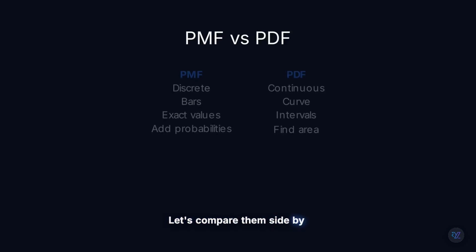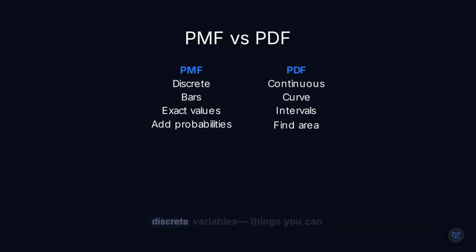Let's compare them side by side. A PMF is used for discrete variables, things you can count like dice, emails, students. A PDF is used for continuous variables, things you measure like height, temperature, weight. For a PMF, individual values have probabilities. For a PDF, individual values have zero probability, only intervals have probability. And finally, for a PMF, we add probabilities. For a PDF, we calculate the area under the curve.